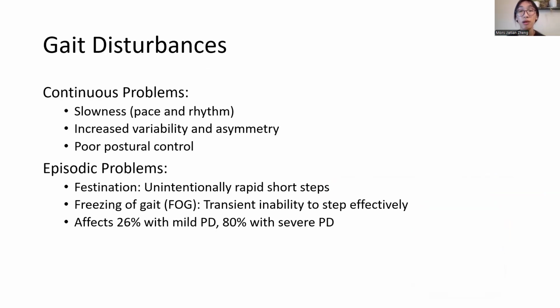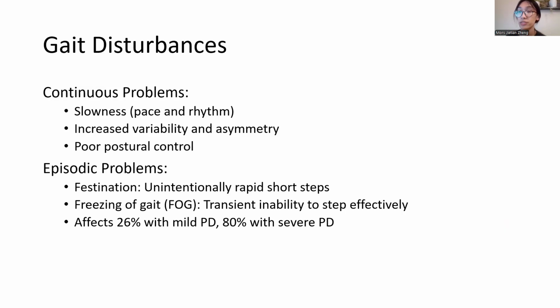Gait problems in Parkinson's disease can be divided into two categories: continuous and episodic disturbances. Continuous problems include three primary impairments. First is slowness, affecting both pace and rhythm of walking, caused by bradykinesia, hypokinesia, and rigidity. Second is increased variability and asymmetry. Patients show greater stride-to-stride variations and impaired postural control during walking. They often call it shuffling gait.